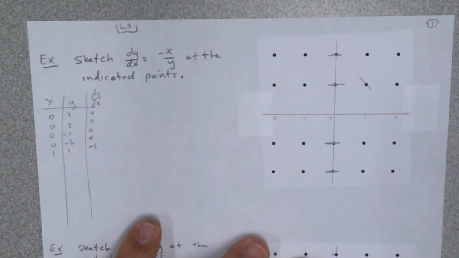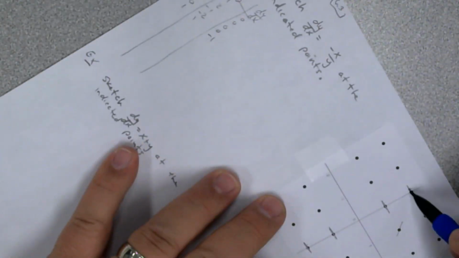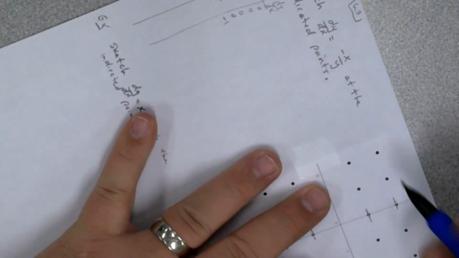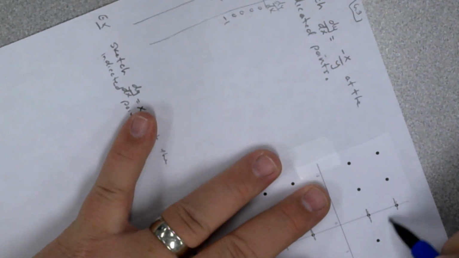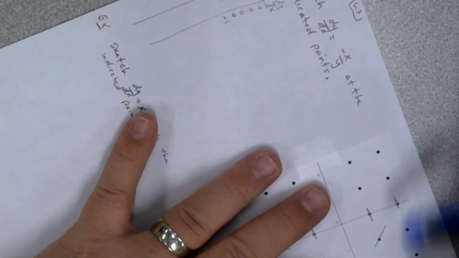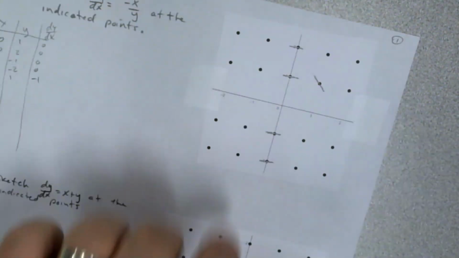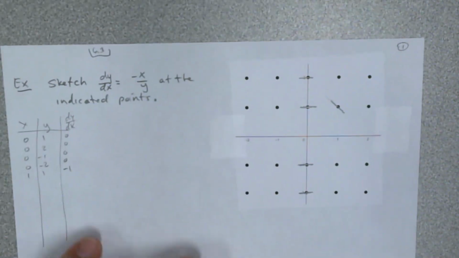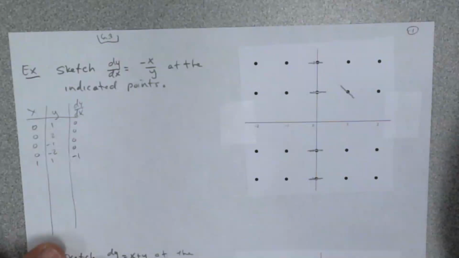Negative 1. Aim for the next dot right there. So if I'm from here and I'm aiming here, then I can just draw that segment. And don't draw it too big. You just rinse and repeat this process until you get all of these dots filled in.